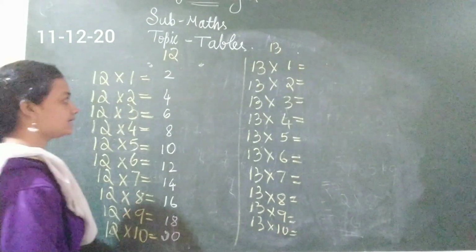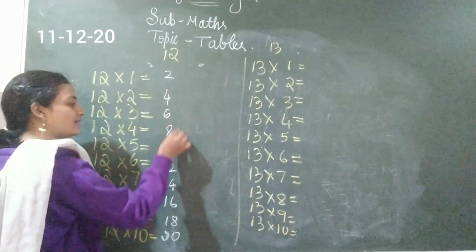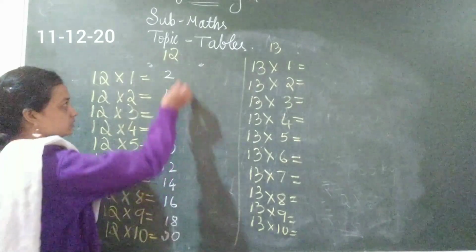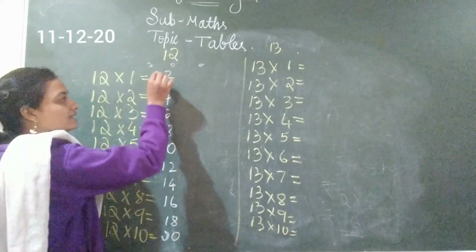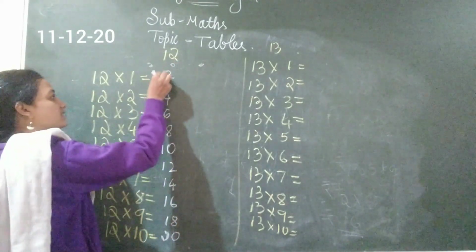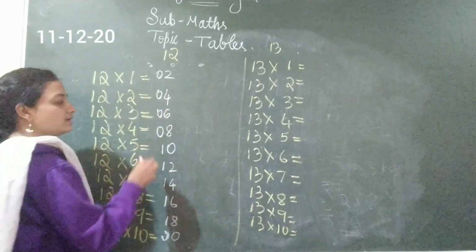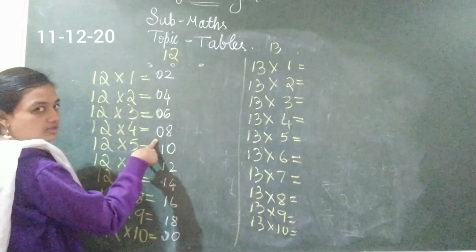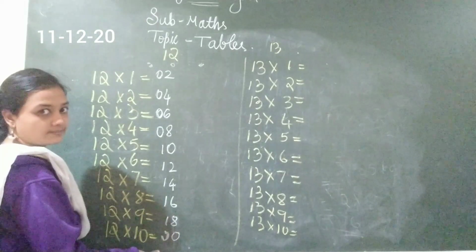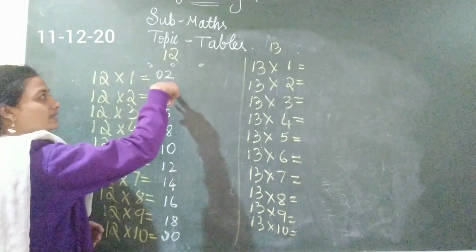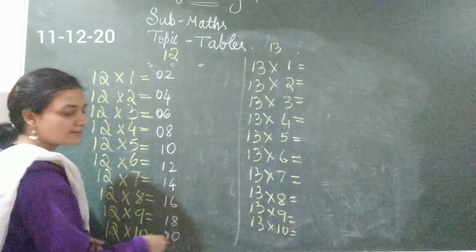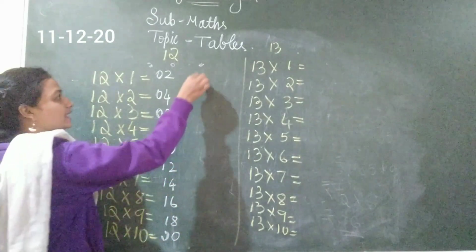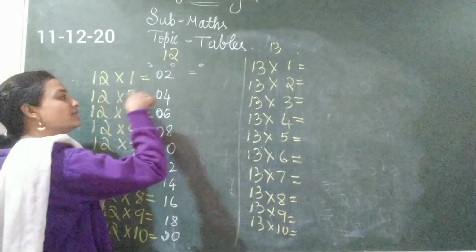So how do we do that? Whatever is in the ones place, you know which is the ones place, my children? This is the ones place. In the tens place there is nothing here, and if there is nothing you write 0. Right? So in the tens place you have 0 and you have the ones in this. So now first we will take only the ones place. So let us write the answer for the 12 table.